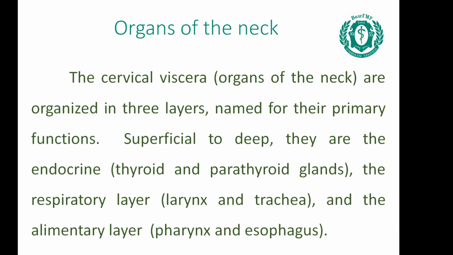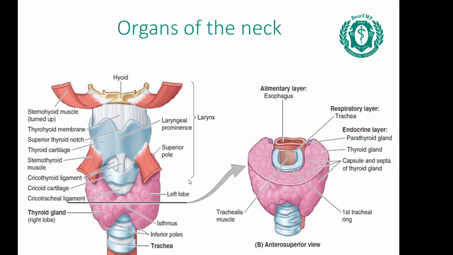The organs of the neck. The cervical viscera, or organs of the neck, are organized in 3 layers, named for their primary functions. Superficial to deep, they are the endocrine layer, thyroid and parathyroid glands, the respiratory layer, larynx and trachea, and the alimentary layer, pharynx and esophagus. The complex of organs of the neck.